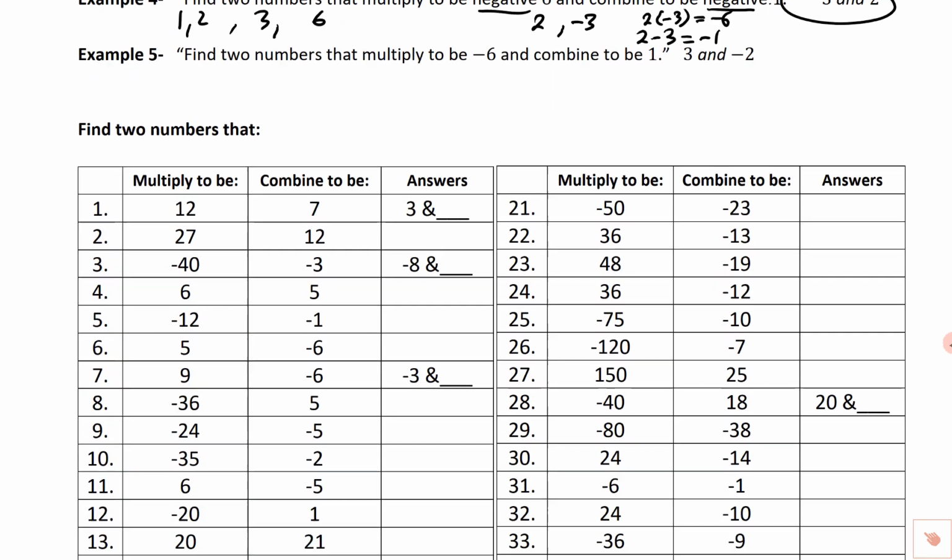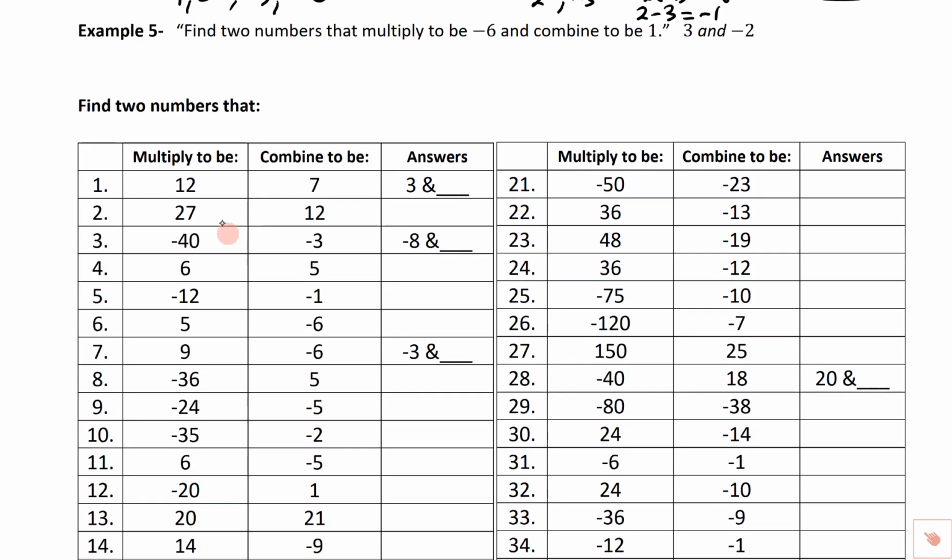And then let's take a look at number 1. On number 1, it says they need to multiply to be positive 12 and combine to be 7. If they're going to multiply to be a positive and combine to be a positive, they both got to be positive. So this is a relatively easy one, but let's list these out. We could use 1 and 12, but you can't make a 7 out of those. We could do 2 and 6, but you can't make a 7 out of those. So the next pair would be 3 and 4. They multiply to be a positive 12, and they combine to be a positive 7. So we're going to use 3 and 4.